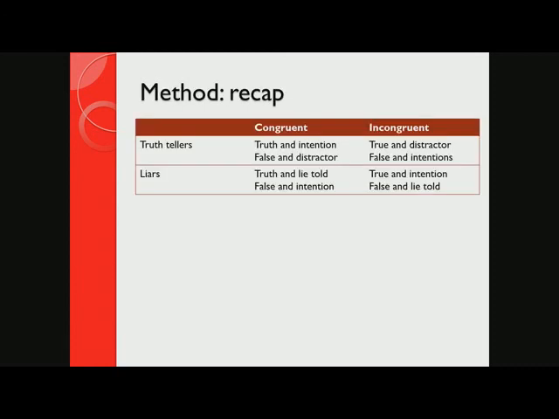So I still find this confusing, so it's just a quick recap. In what I call the congruent condition, truth tellers have truth and intention together, and false and distractor sentences. For the self-induced condition, I took the distractor sentences from other people's intentions. So that made sure that they were reasonably plausible. And then in the incongruent condition for truth tellers, true and distractor go together, and false and intentions go together.